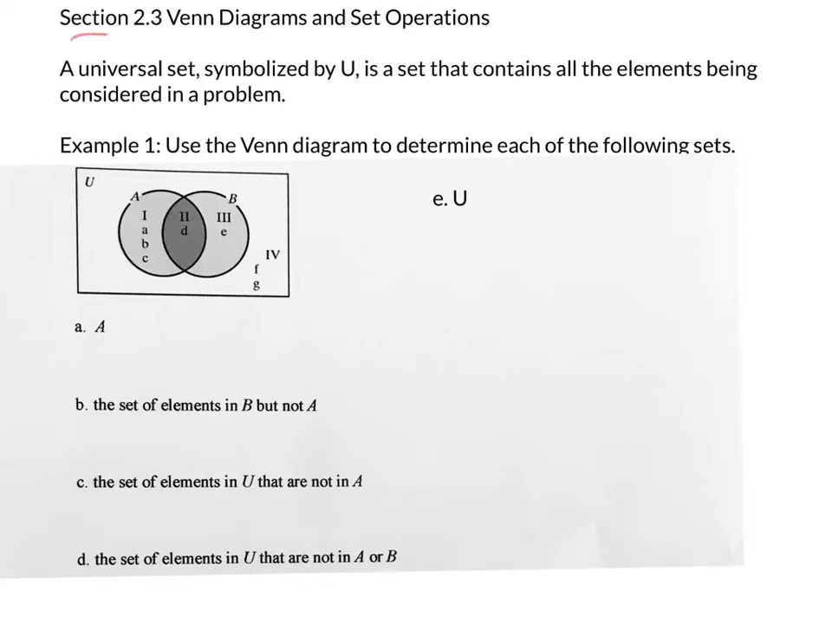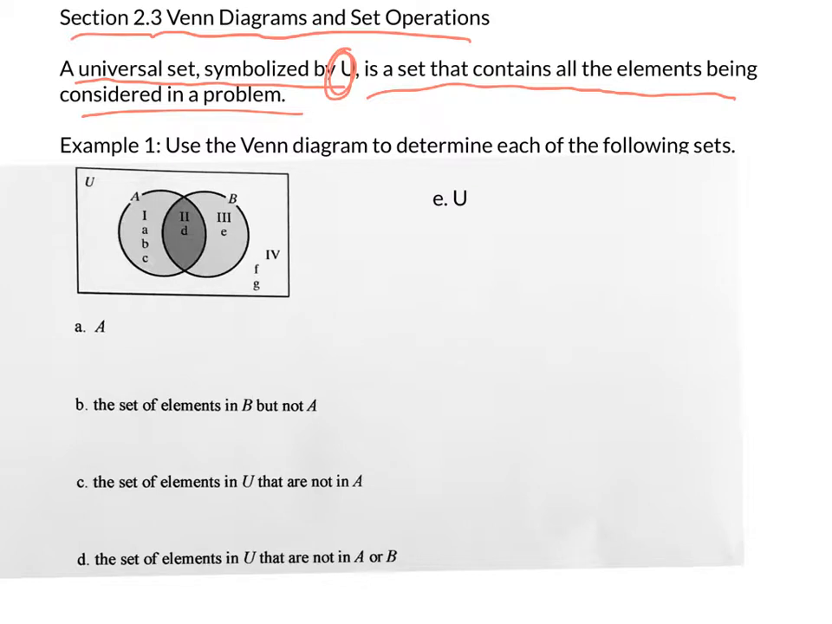Section 2.3 is on Venn diagrams and set operations. Just like in algebra, there were four main operations: addition, subtraction, multiplication, and division. Sets also have operations, but their operations are a little bit different than the ones we would see in an algebra course. Before we get into those operations though, a universal set, which is symbolized by a capital U, is a set that contains all the elements being considered in a problem.